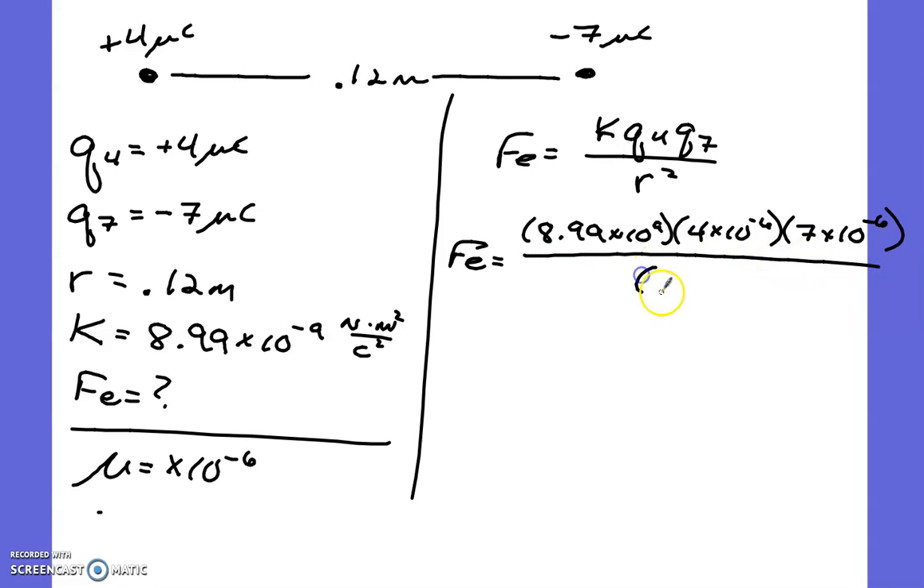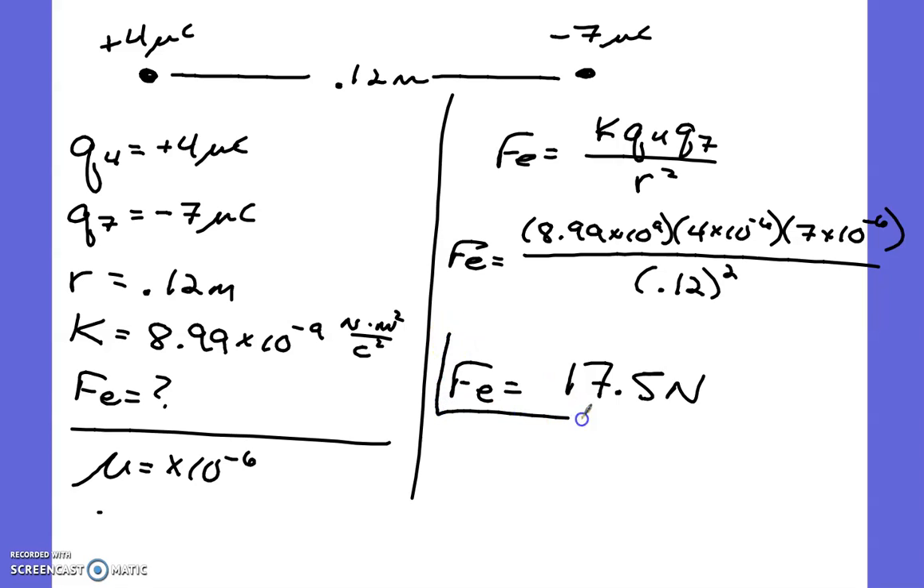The distance is 0.12, and that distance is squared. We get an electric force of 17.5 newtons. Now again, I left off the negative. If you put the negative in there, the negative would only mean that the two charges are attracting. It doesn't mean that one object is moving to the left or one object is moving down.